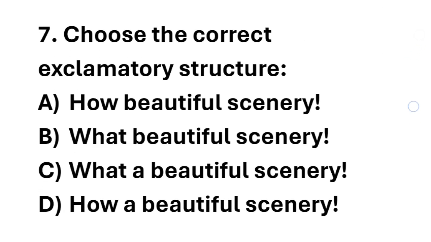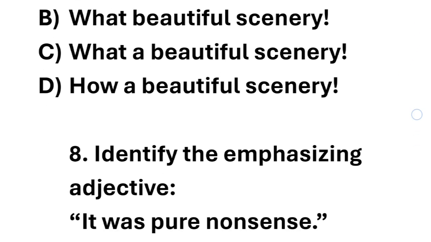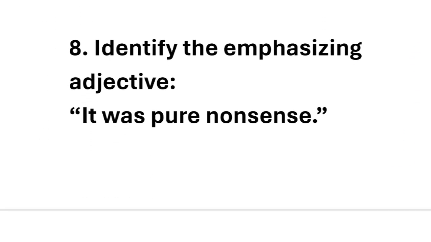Question 7 says choose the correct exclamatory structure. Option A, how beautiful scenery. B, what beautiful scenery. C, what a beautiful scenery. D, how a beautiful scenery. Now you have to find which is the correct exclamatory structure and give your answer for the same as well.